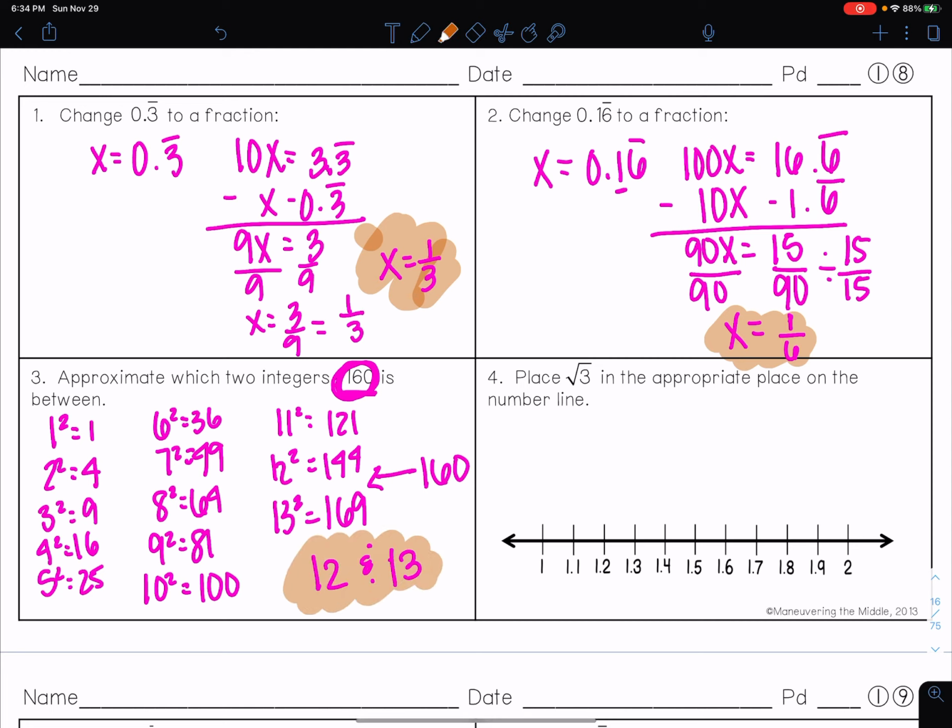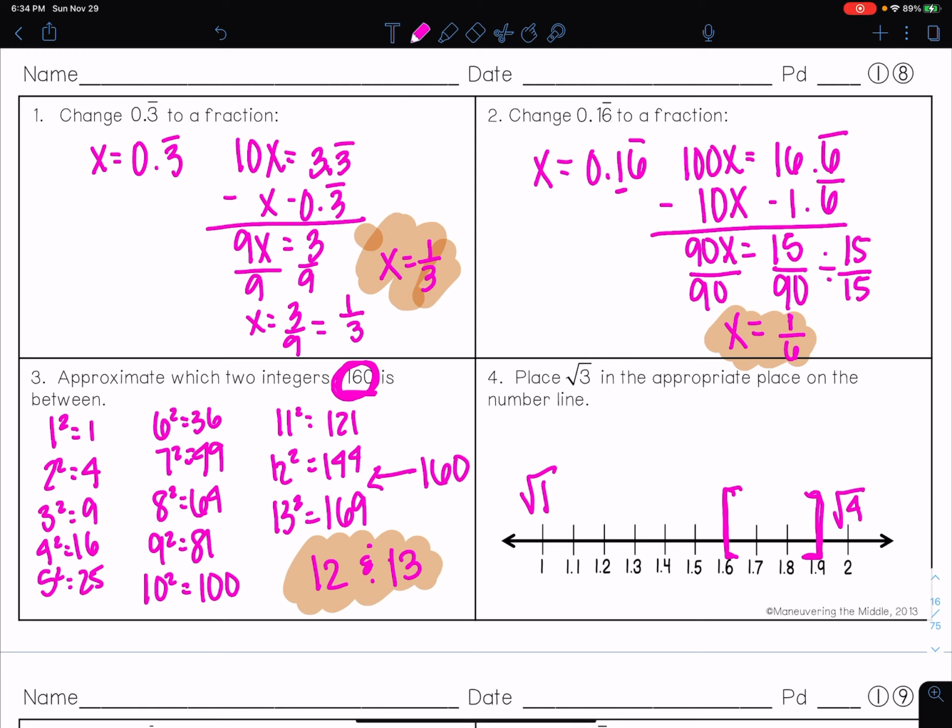All right, and finally, number 4, place the square root of 3 in the appropriate place on the number line. So for the square root of 3, 1 is equal to the square root of 1. 2 is equal to the square root of 4. Well, 3 is clearly bigger than 1, and it's way closer to 4 than it is to 1. So I would say that my square root of 3 is going to be somewhere over here between these 4.